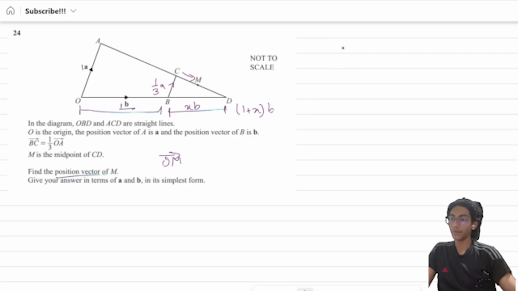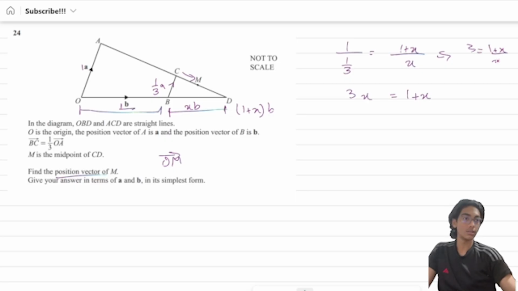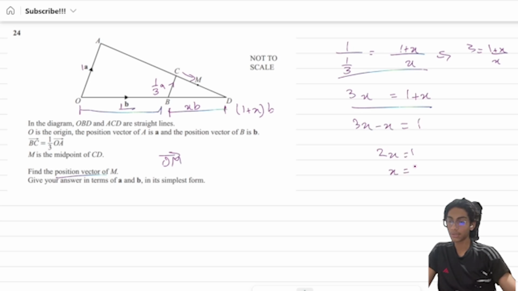So let's write that down over here. 1 over, what is this similar to? 1 over 3a. So 1 over 3 equals 1 plus x over x. 1 over 1 over 3 is just 3. Take the x to the other side, you get 3x equals 1 plus x, right? If you didn't get that, I basically converted this into 3 equals 1 plus x over x. This is a way easier thing to work with than this. Now take the x to this side, you get 1. You're left with 2x equals 1, which gives you x equals 1 over 2.